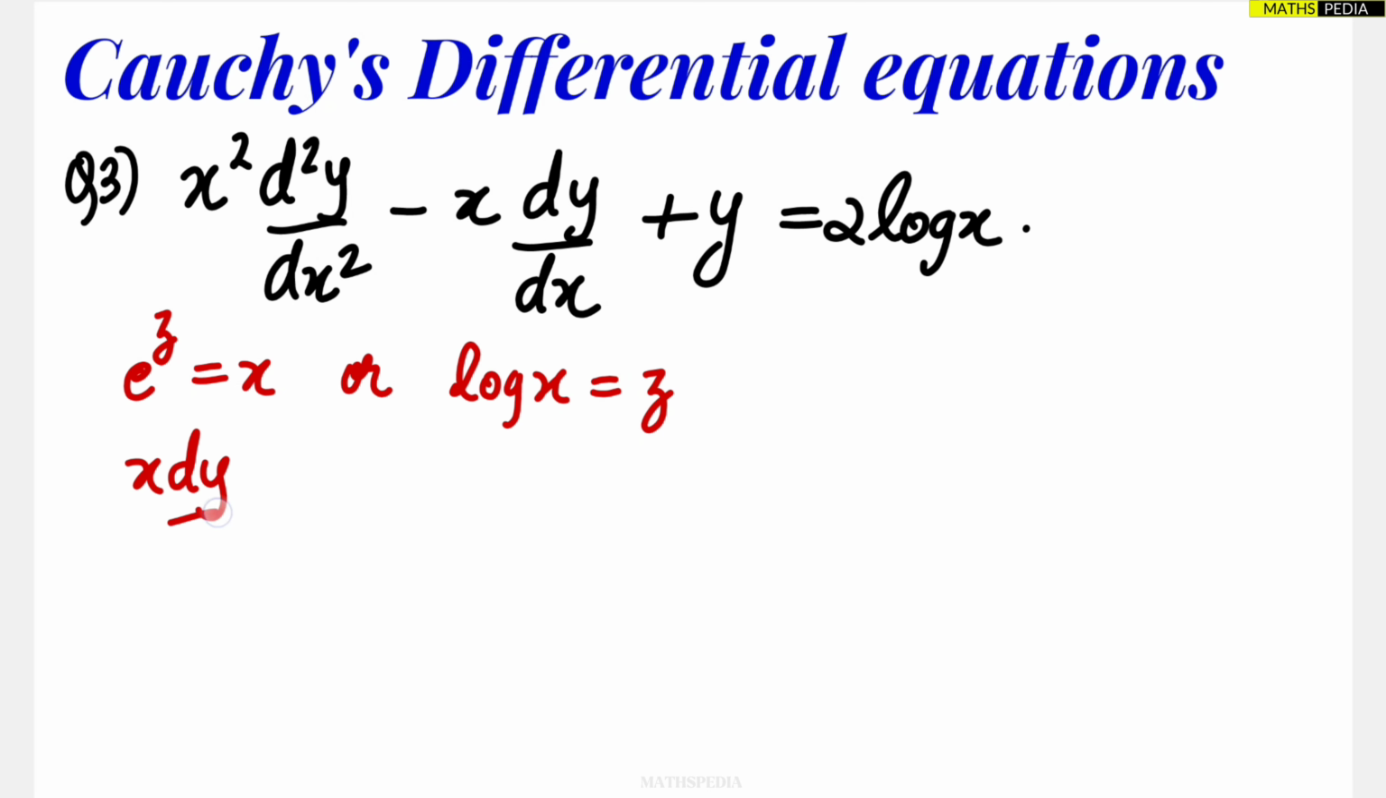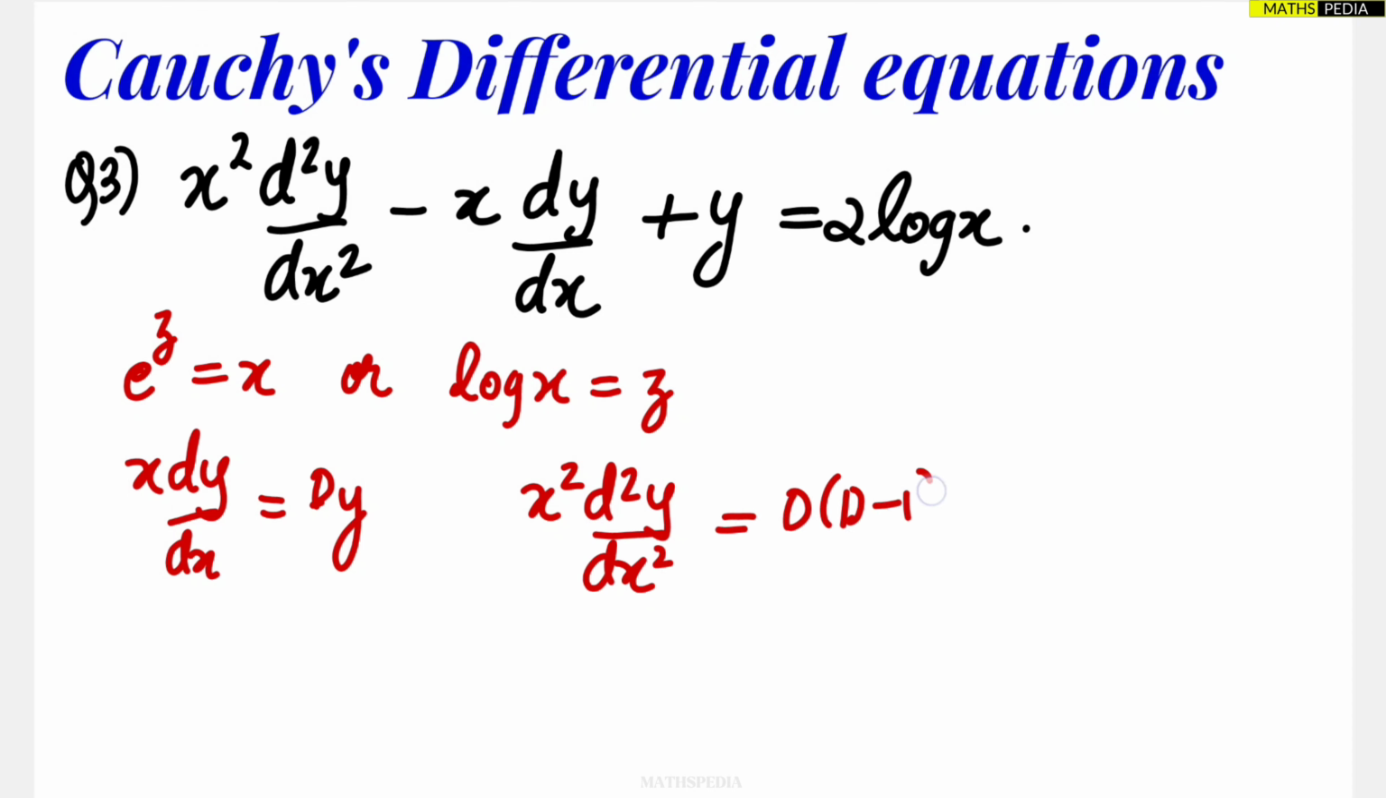x dy by dx is equal to dy, and x square d square y by dx square is equal to d into d minus 1 into y. These are the assumptions we are going to take.